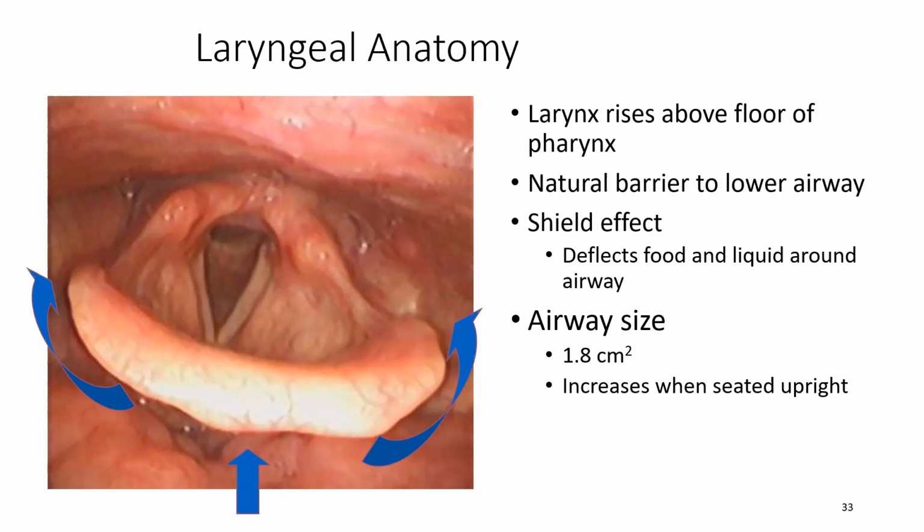The airway size in an adult is just slightly larger than that 1.5 centimeter square size that we're using for our qualification for level 6 soft and bite size. This size actually increases when we're seated upright. So another strong reason to have upright positioning during eating. It opens the larynx slightly wider. All right, and so let's move on to the next slide.